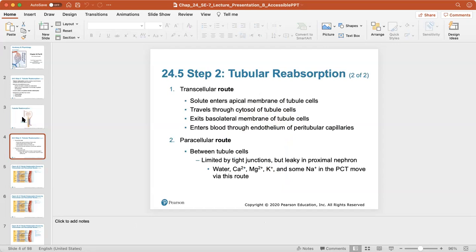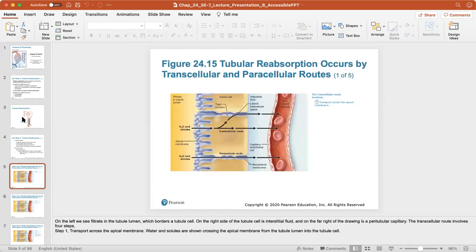The transcellular route is where solute enters the apical membrane of tubular cells, travels through the cytosol, and then exits out the basolateral membrane. The paracellular route is just substances traveling between tubule cells. It's limited by tight junctions, but leaky in the proximal nephron. So water, calcium, magnesium, potassium, and some sodium in the proximal convoluted tubule can move via this route. So this just shows how some things, water and solutes, travel the transcellular route through the cells, and some travel the paracellular route between cells.